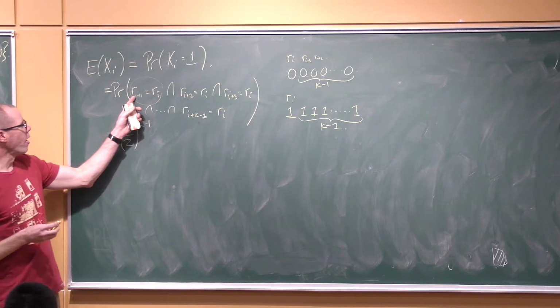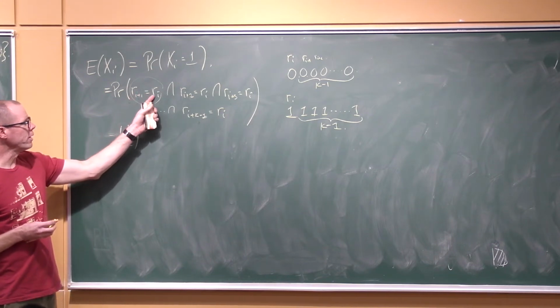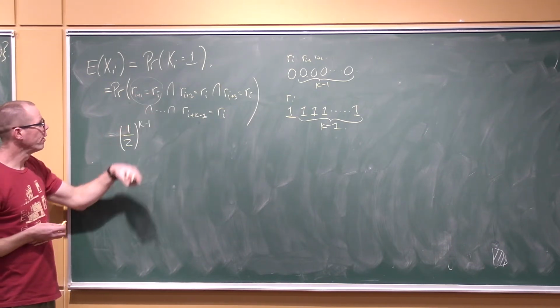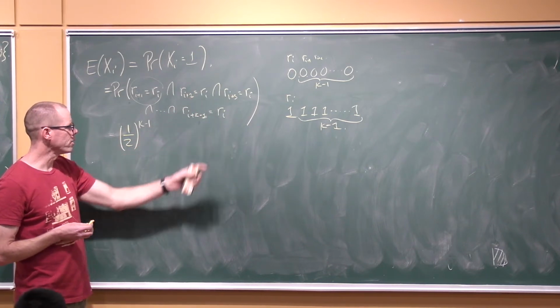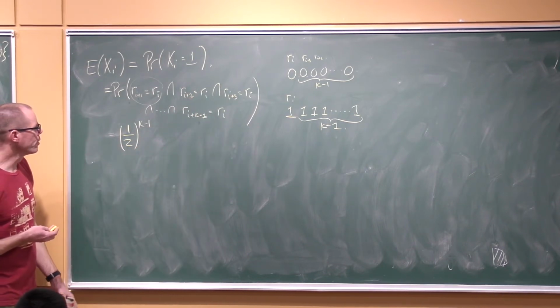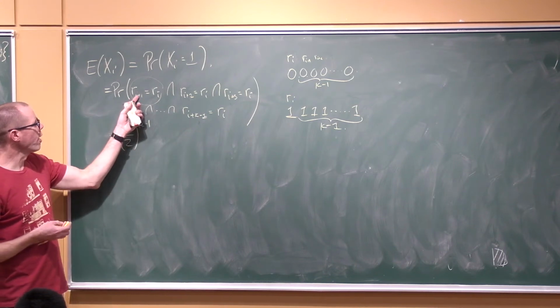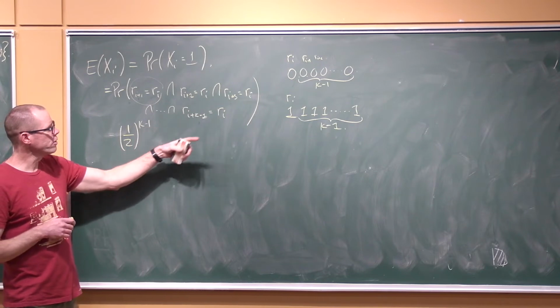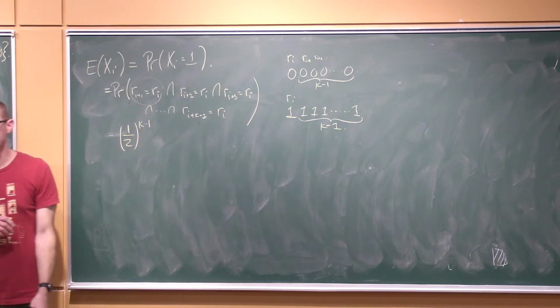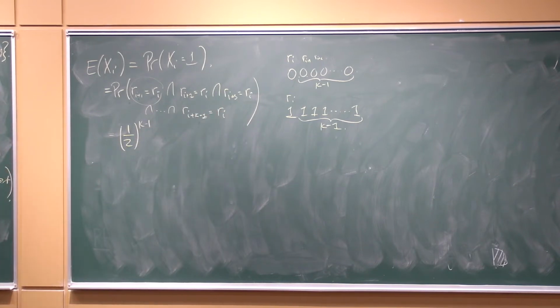So Ri plus 1 equals Ri. The probability that that happens is equal to 1/2. Ri plus 2 equals Ri. The probability that that happens is equal to 1/2, and so on. And those are actually independent events, because Ri plus 1 is independent of Ri plus 2, which is independent of Ri plus 3, and so on.